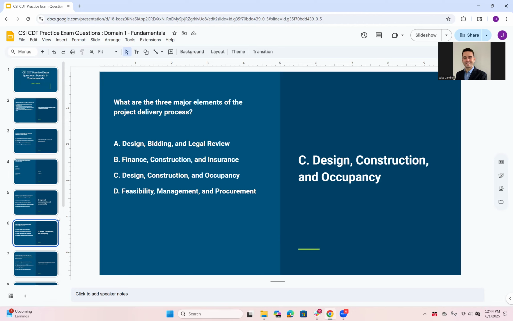What are the 3 major elements of the project delivery process? So in the project delivery process, we typically have design, construction, and occupancy. We have some of these other ones too, but not all 3. So it would be C in this case.